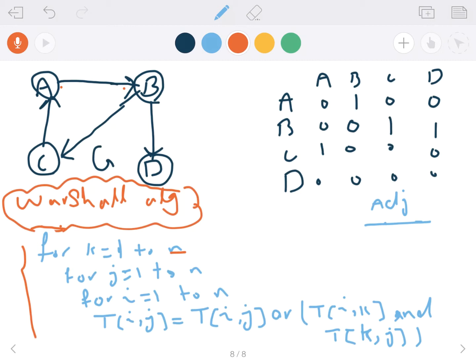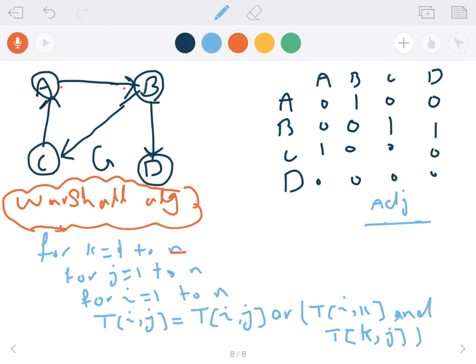Okay, so we are going to call this matrix T, and T here stands for the transitive closure. So the transitive closure of a graph G is a matrix similar to the adjacency matrix that for any item at location i, j says that if there's a path from node i to node j, no matter if this is a direct or indirect path, it's going to be 1. And it's going to be 0 if there is no path from node i to node j, okay?